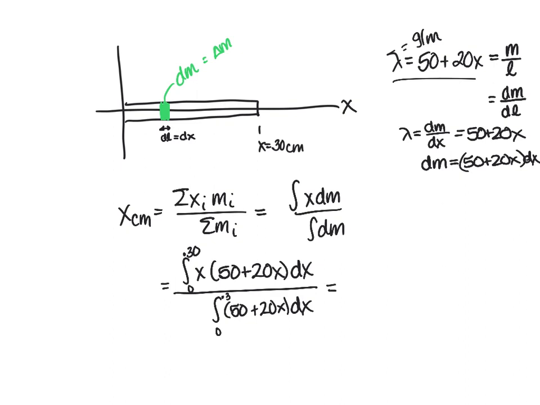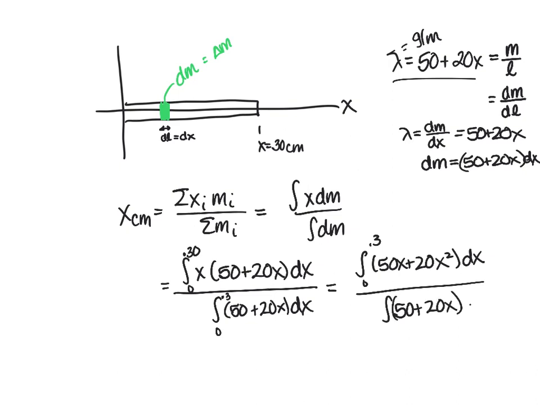These integrals are pretty easy because they're just polynomials. It's 50x plus 20x squared is the top integral from 0 to 0.3. The bottom one is just 50 plus 20x dx from 0 to 0.3.